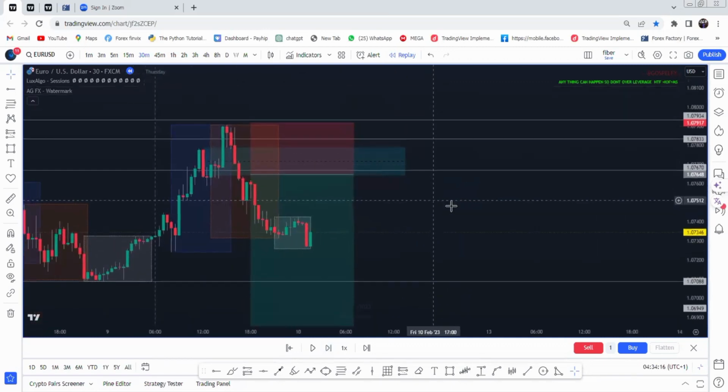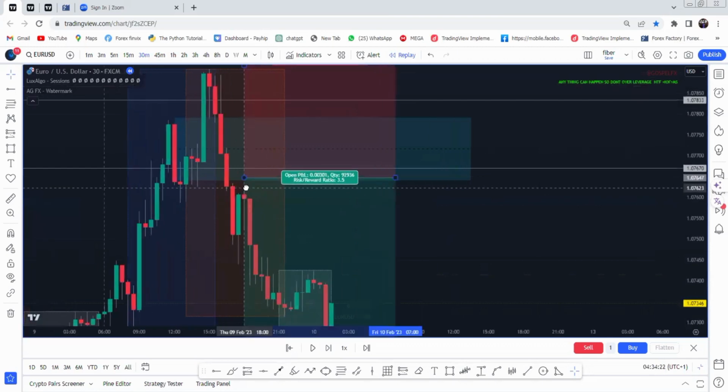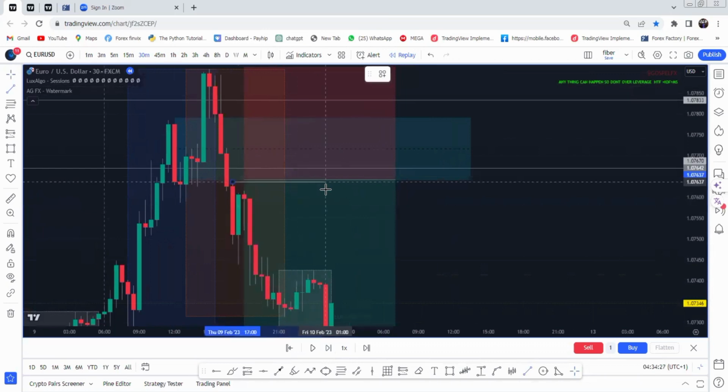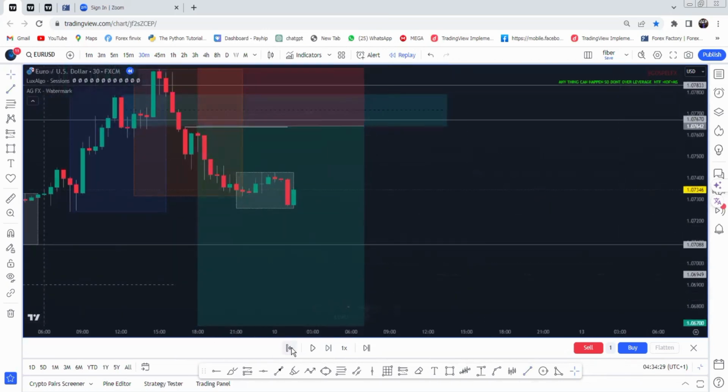So price came back a little bit higher, did not tap us in. From this fair value gap, we were not tapped in. So this guy is going without us. So let's see what London session does this very day.